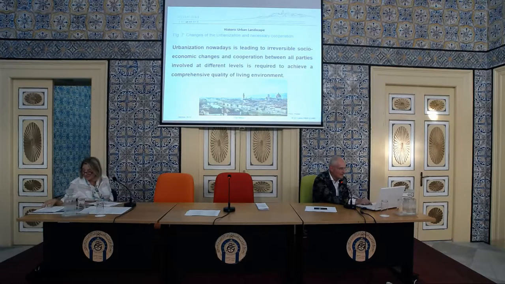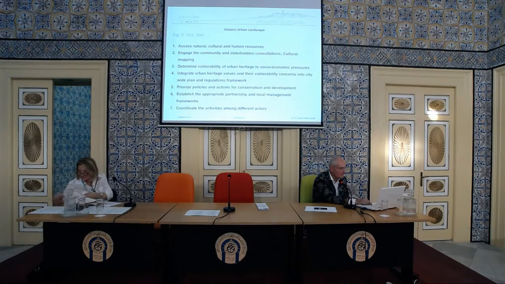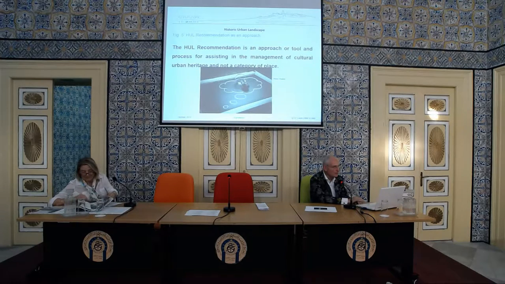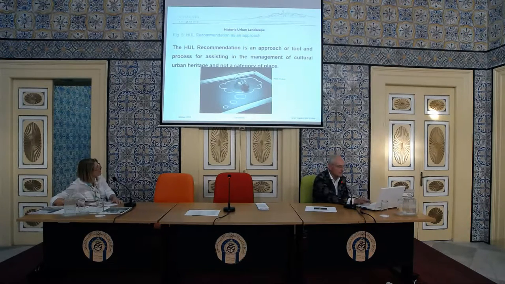Here is an image of Florence. The HUL Recommendation is an approach, or tool and process, for assisting in the management of cultural urban heritage, and not a category of place.